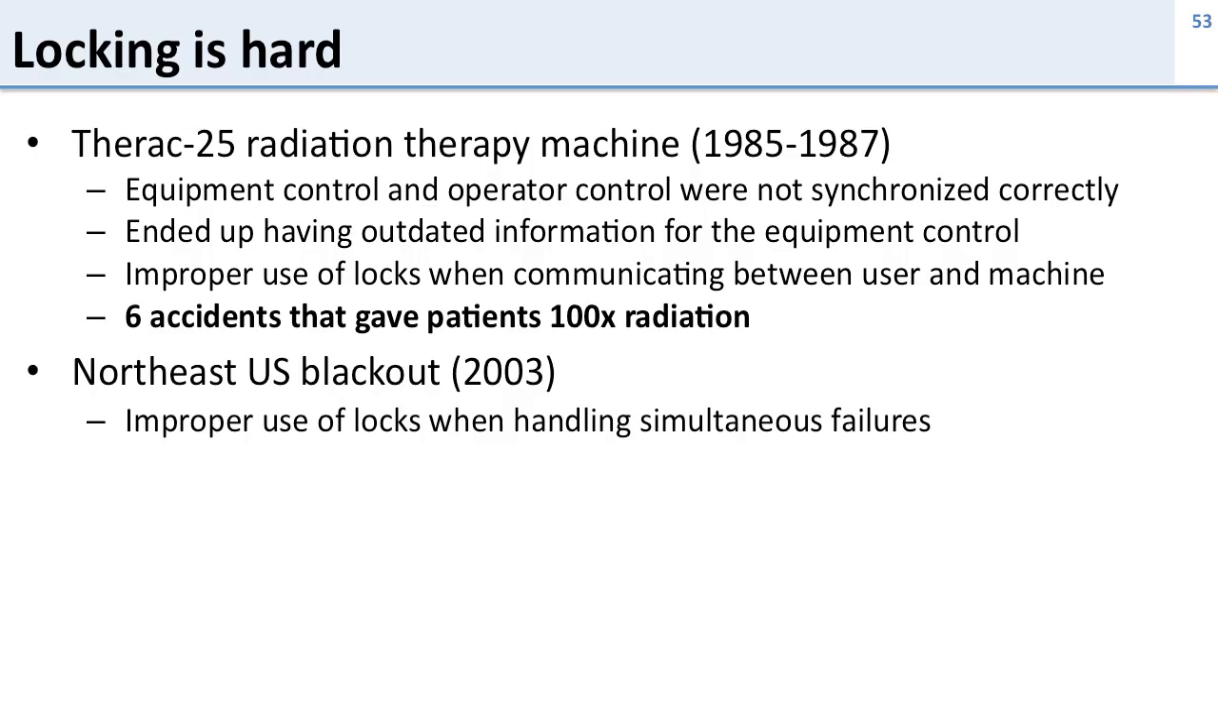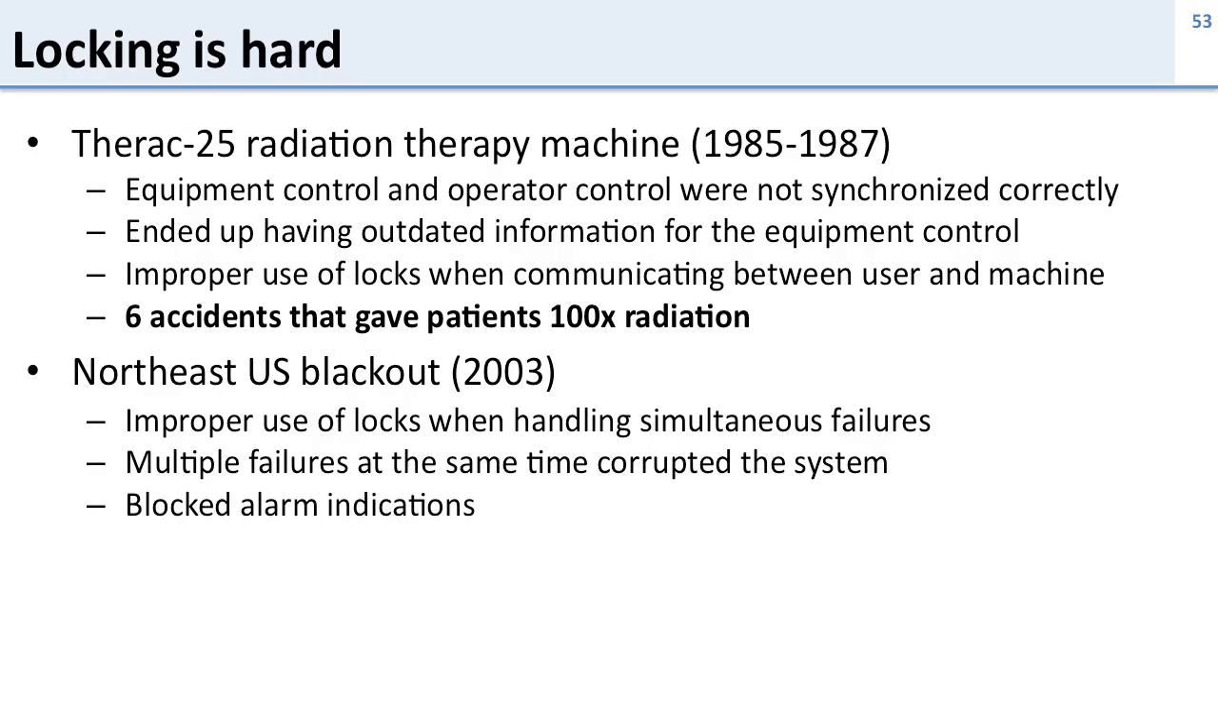Another example is the Northeast blackout in the United States in 2003. Here they had improper use of locks when handling simultaneous failures. So this is very close to the banking example. What they had is when they detected multiple failures on the power lines, those failures overrode each other and corrupted the data. They didn't correctly lock around reporting multiple failures. And this blocked the alarm indications and made for a much, much larger power failure. In all, 55 million people lost electricity because they failed to do the correct synchronization for handling these failures.